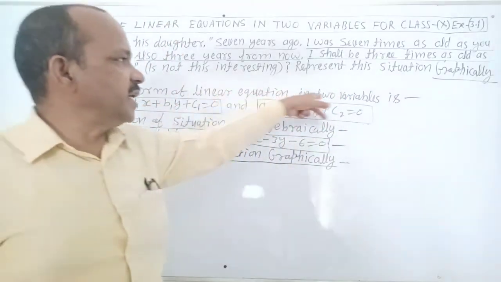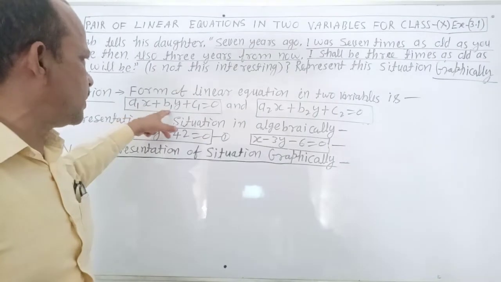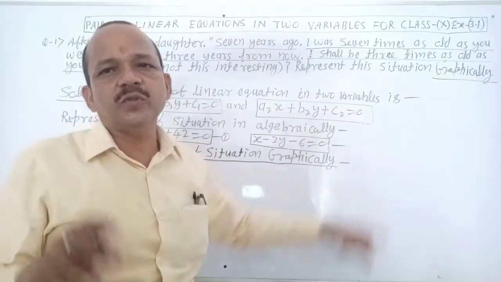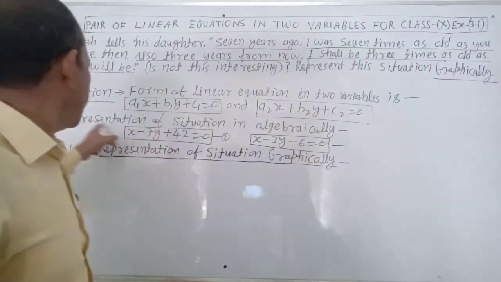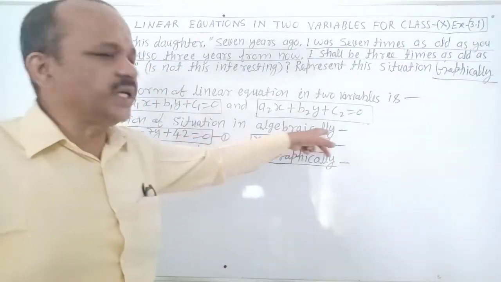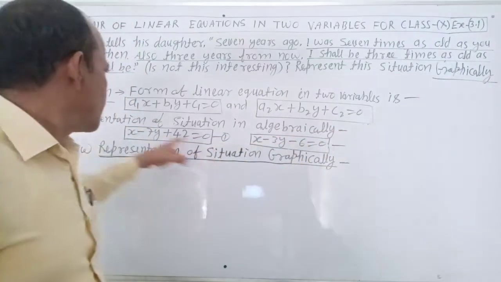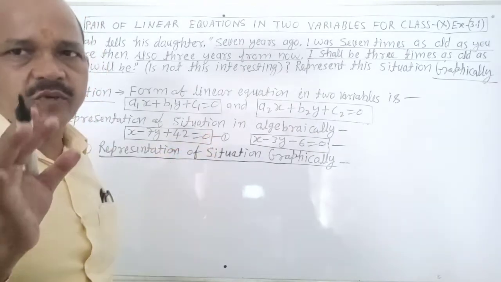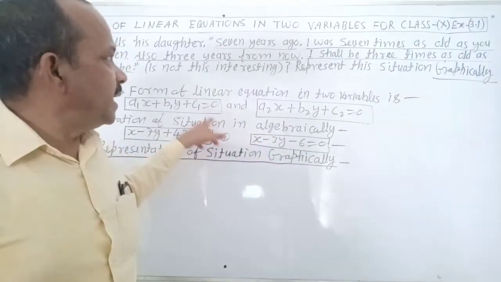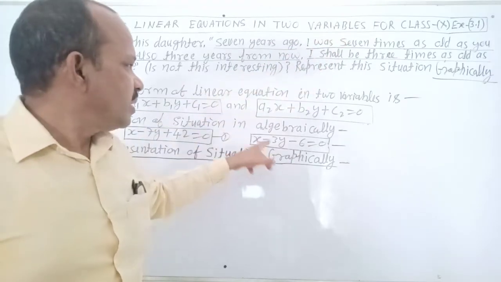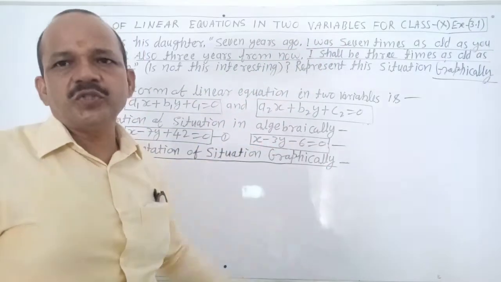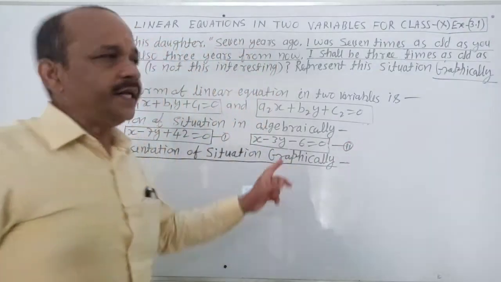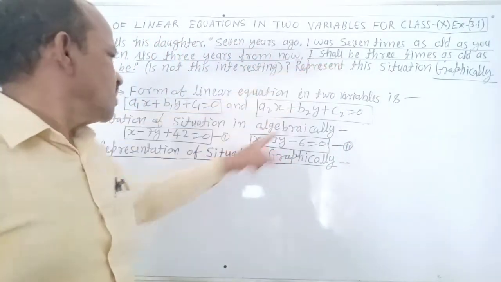Here, the form of linear equations in two variables is a1x plus b1y plus c1 equal to 0 and a2x plus b2y plus c2 equal to 0. It is clear? Here is the representation of the situation algebraically. x minus 7y plus 42 equal to 0. It is the first equation, according to the first situation. x minus 3y minus 6 equal to 0. It is the second equation, according to the second situation.